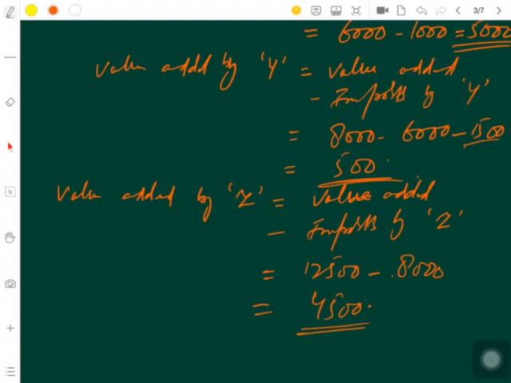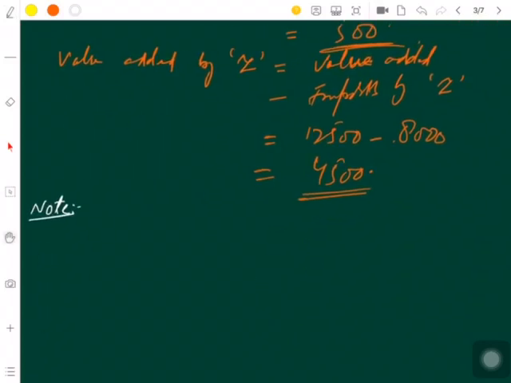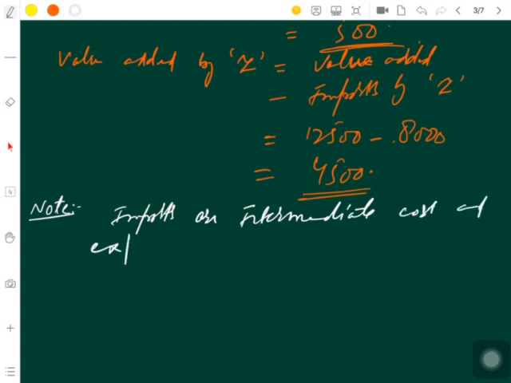But before we say that we completed this question, you must bear one thing in mind. Please write it down as a small note, as a footnote with this question, and that is imports are intermediate cost and exports form value of output.